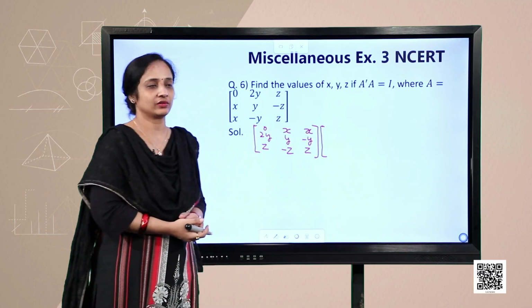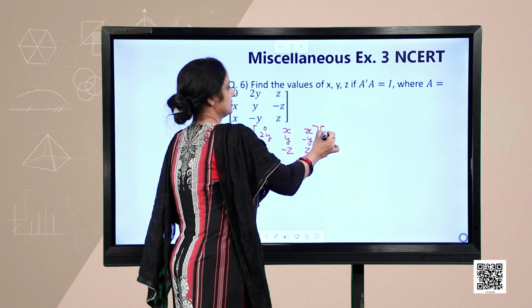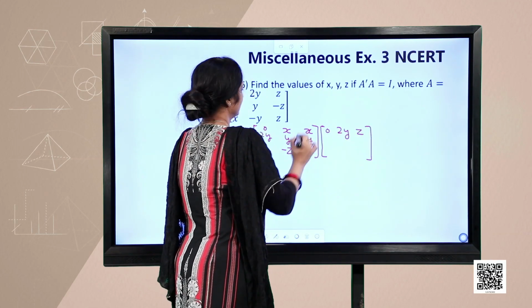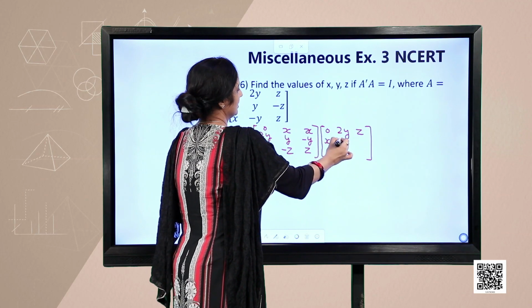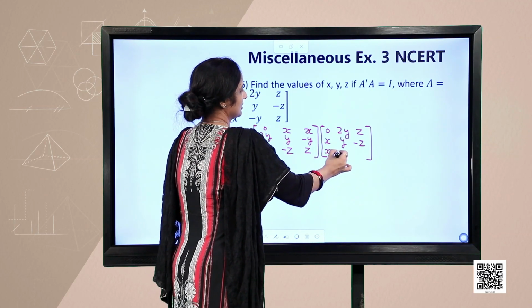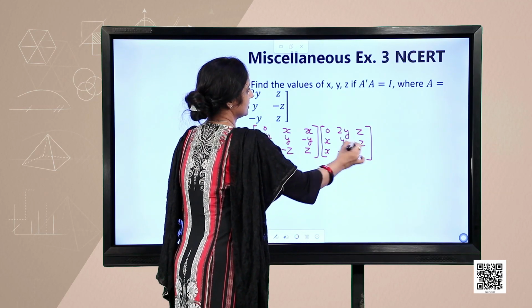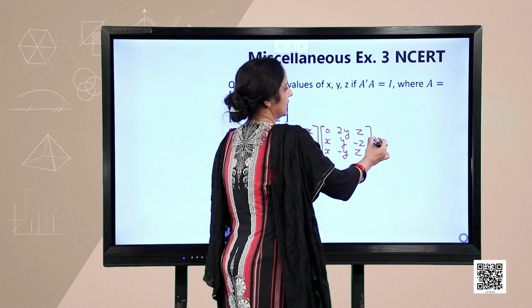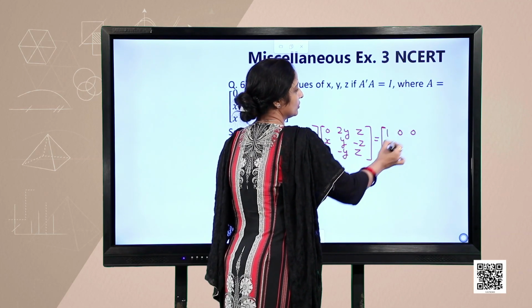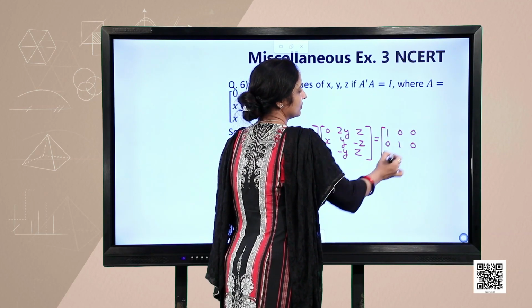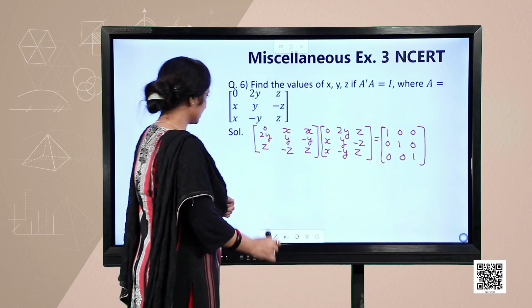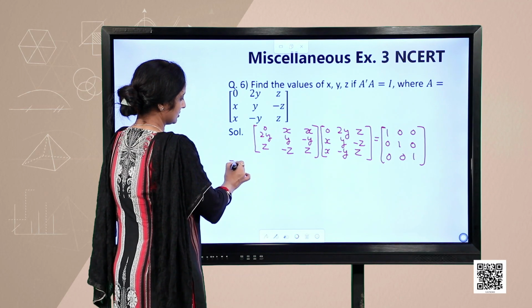Then write matrix A, 0, 2y, z, x, y, minus z, x, minus y, z. That's equal to identity matrix of the same order. That means 1, 0, 0, 0, 1, 0, 0, 0, 1. After that, you can multiply these two matrices.